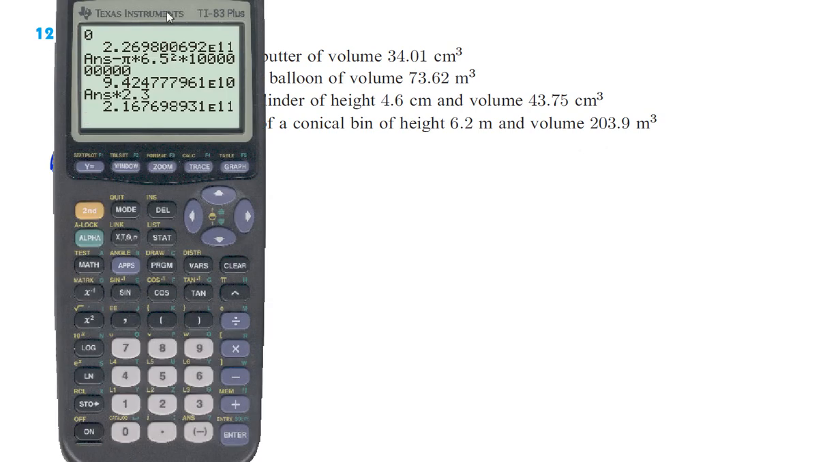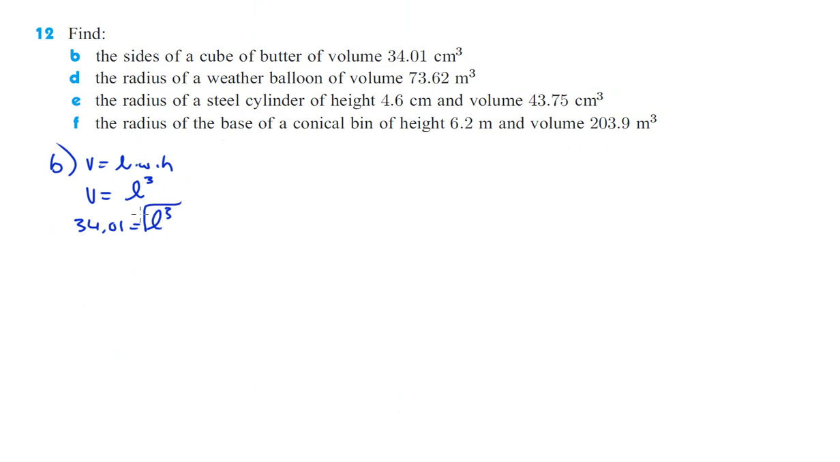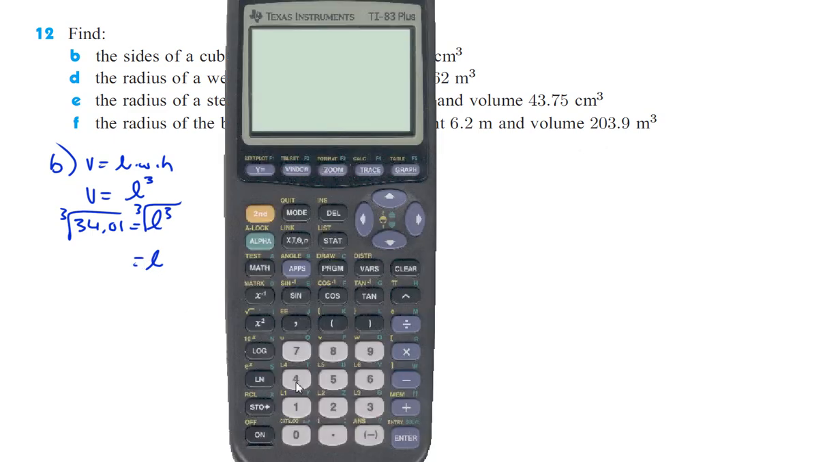cubed, so what we have to do then is get rid of that cube, so we have to cube root both of those sides here. On this calculator here, we got to do math, and there's actually a cube root button here. So we did that, and we're going to do 34.01, and that gives us 3.24, we'll call it, for the length.